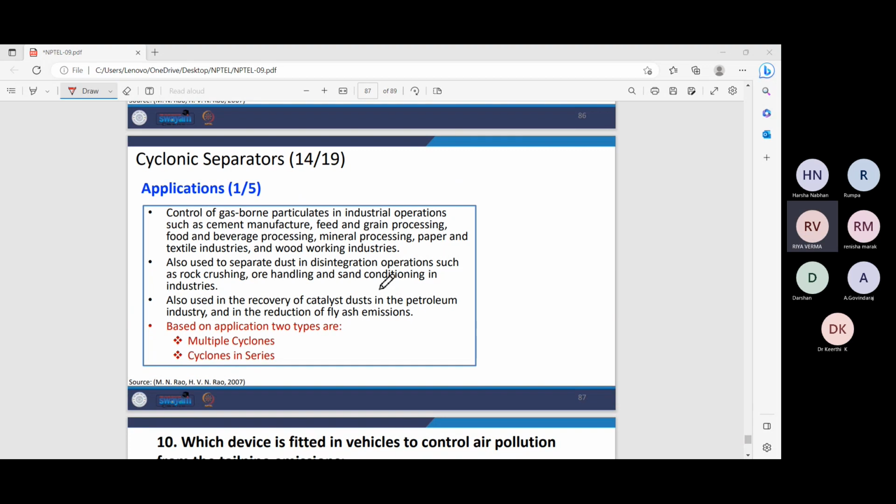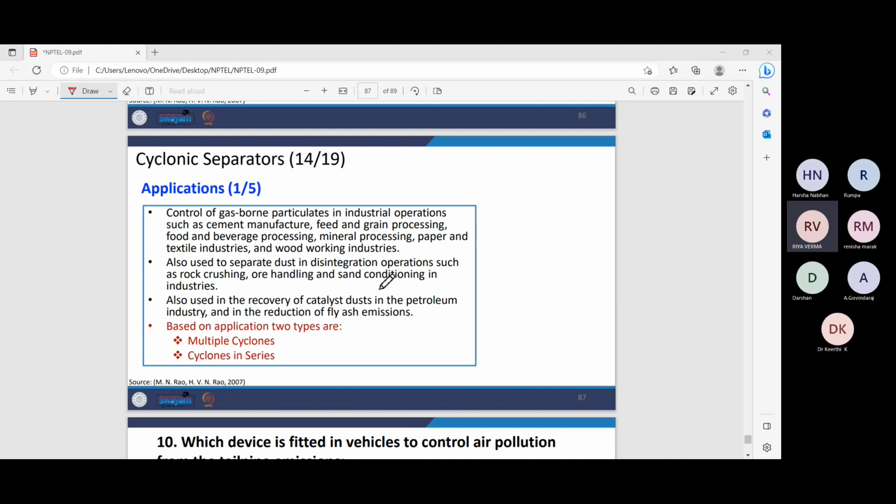Now, what are the applications of these cyclone separators? So, first is control of gas-borne particulates in industrial operations such as cement manufacture, feed and grain processing, food and beverage processing, mineral processing, paper and textile industries, and woodworking industries. So, these are the applications.